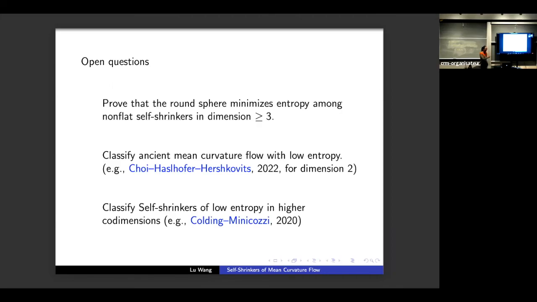I should mention that you can easily see that the Colding-Minicozzi entropy can be extended to higher codimension, because the monotonicity formula, even though I presented it in codimension one, is actually true in higher codimension as well. So you could define this notion of entropy, and the monotonicity also extends to higher codimension mean curvature flow. But we don't know the classification, or we don't have a good understanding of the geometry or topology of self-shrinkers of low entropy in higher codimension.